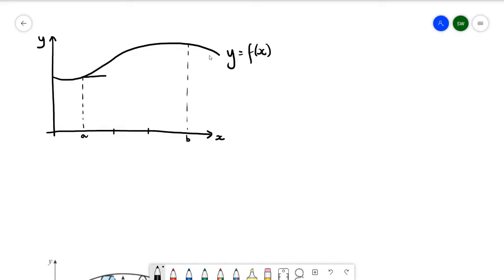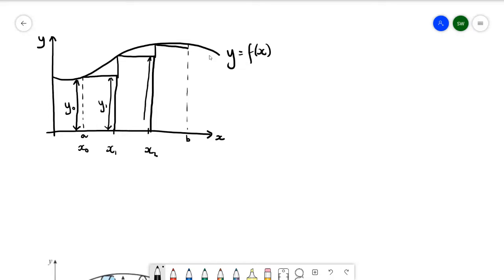We're going to draw a rectangle like that. We're going to draw a rectangle like that. And we're going to draw a rectangle like that. And that's going to give us our approximation of the area if we added up the area of each of these rectangles. If we wanted to, we could call that x0, that x1, and that x2. Then the height of each rectangle would be given by the y coordinate at each of these values of x. So we could call that y0, that y1, and that y2.